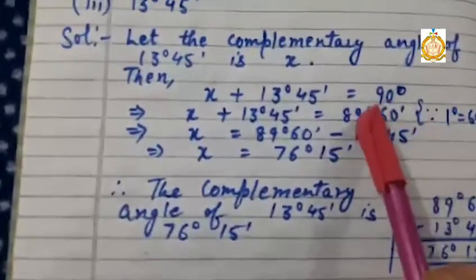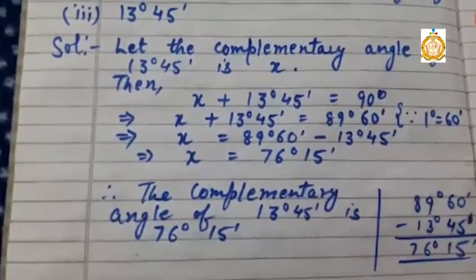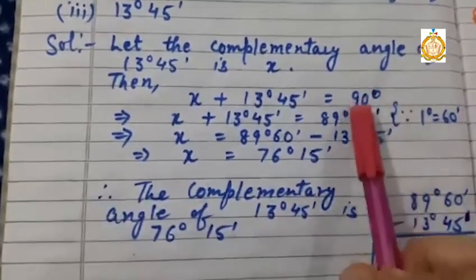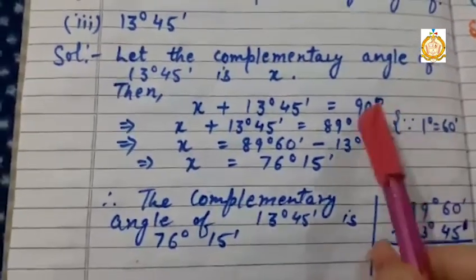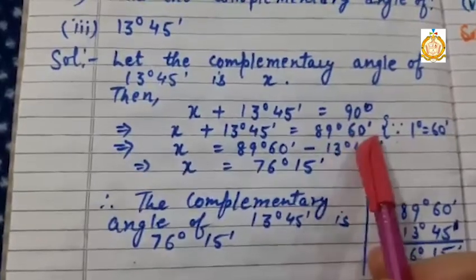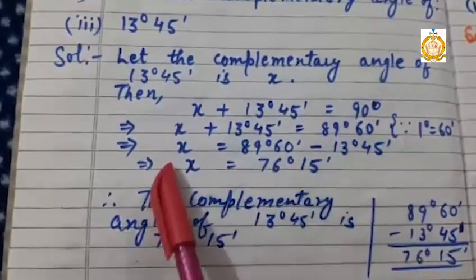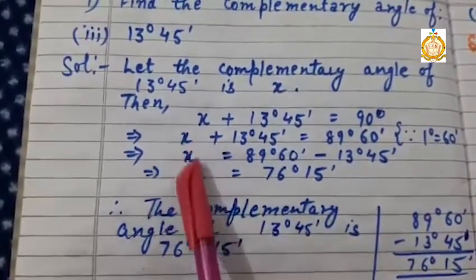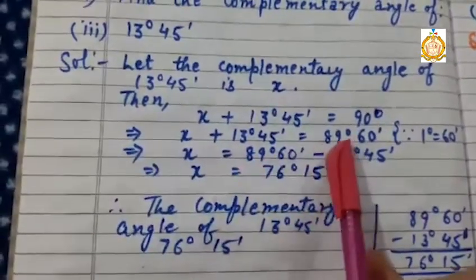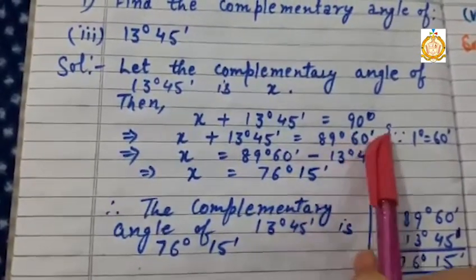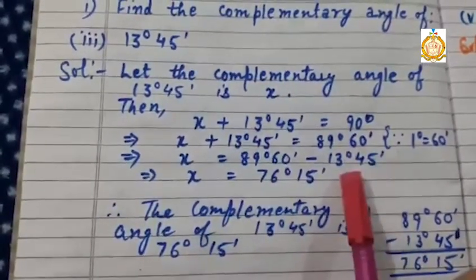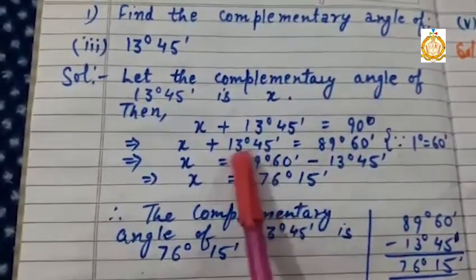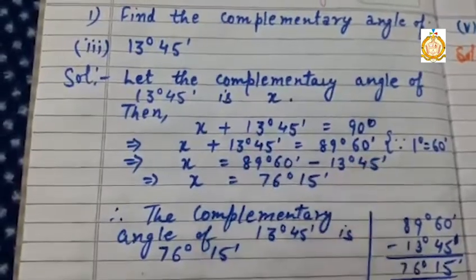We know that 1 degree means 60 minutes. And here we will write 90 degree as 89 degree and 1 degree will be written as 60 minutes. So now solving it implies x is equal to 89 degrees 60 minutes, and it would go to the right side of the equation and its sign would change from plus to minus.